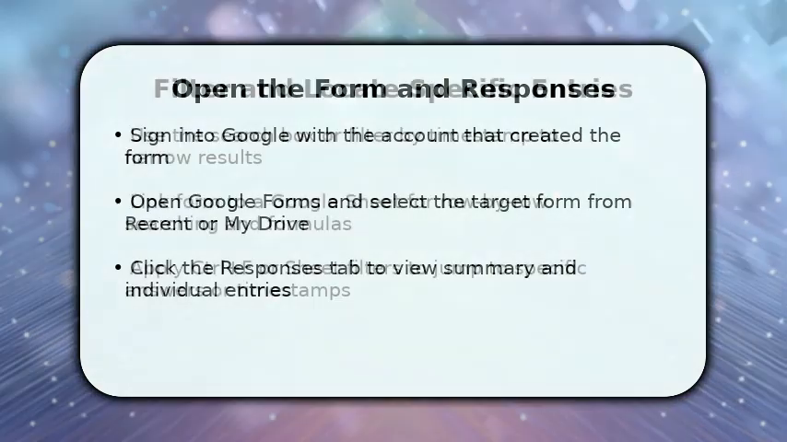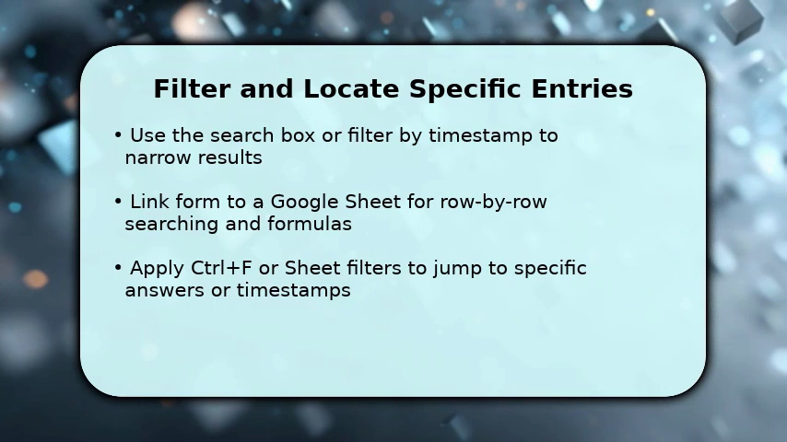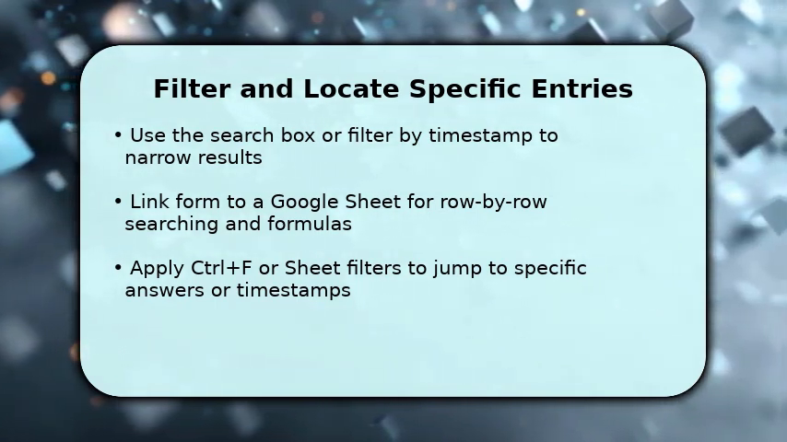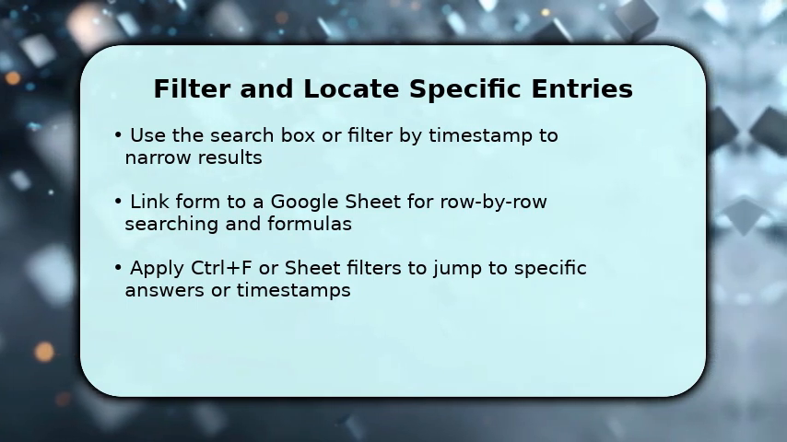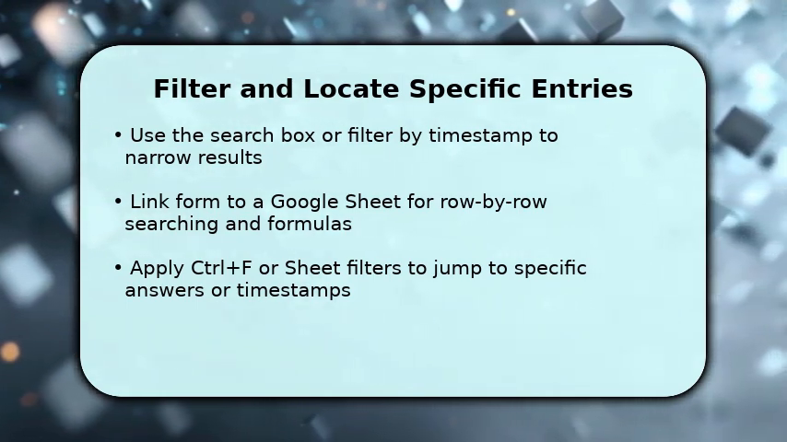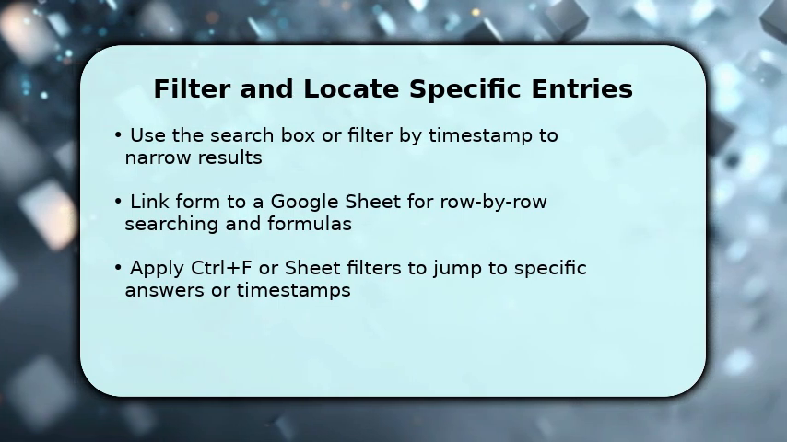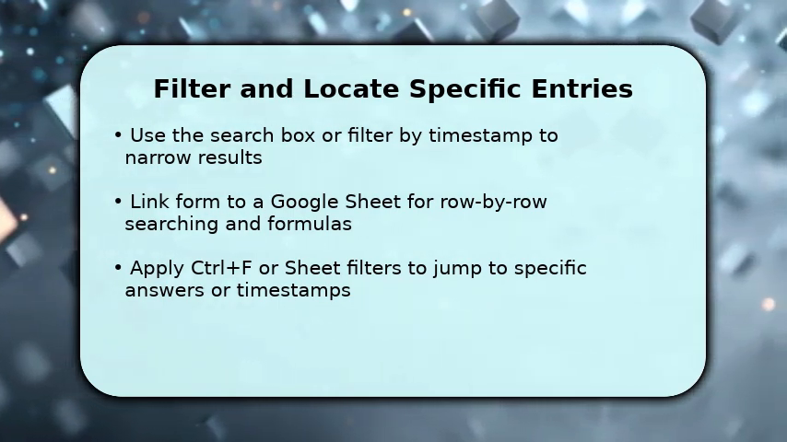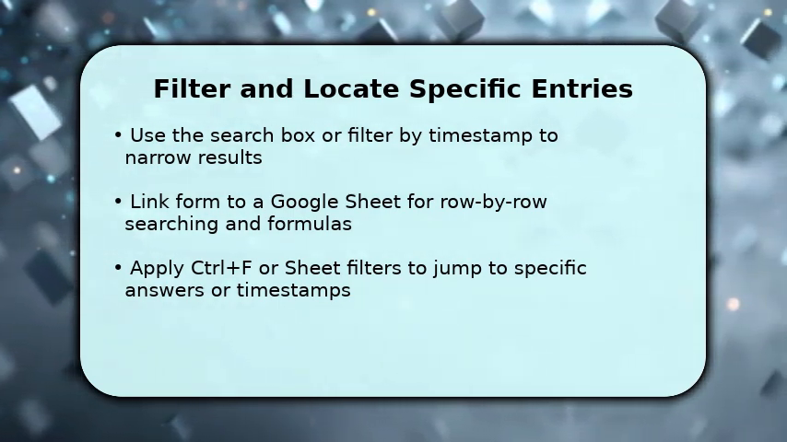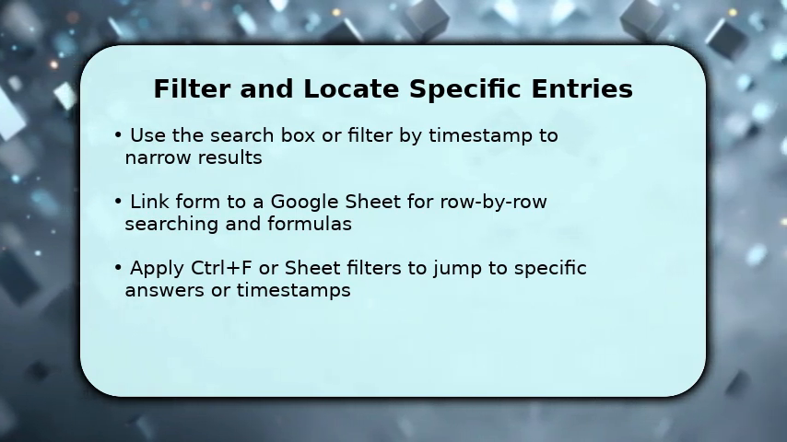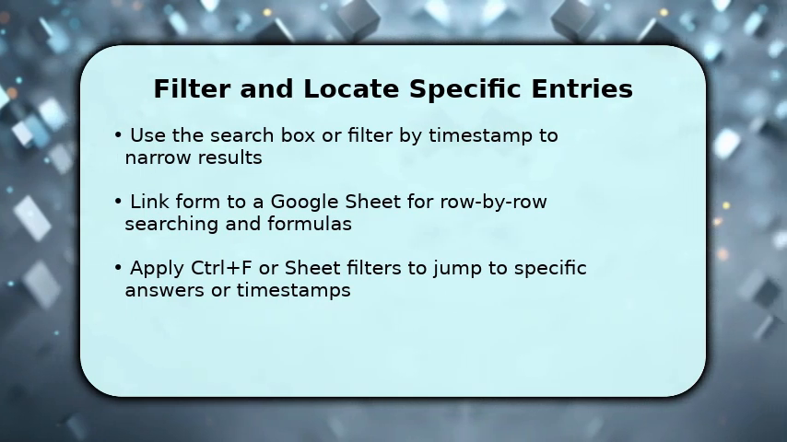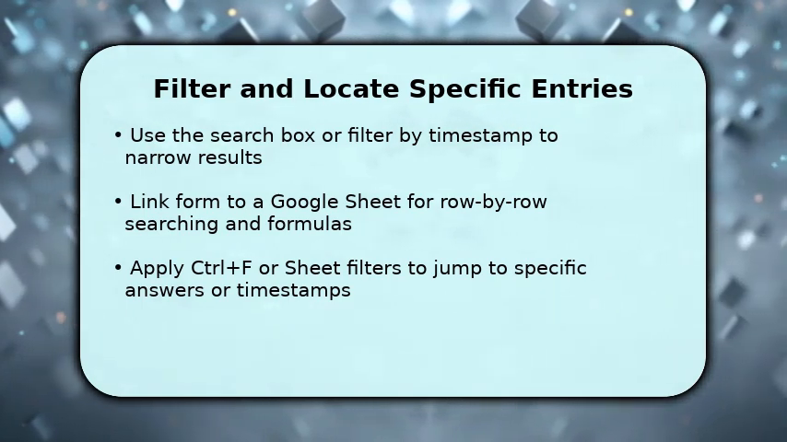Now that you see responses, narrow them down. Start with the search box for keywords and use the timestamp filter to limit by date. If you haven't already, click the green Sheets icon to export to a linked Google Sheet. This converts responses into rows you can sort and filter. Once in Sheets, apply column filters or use Ctrl+F to jump to names, emails, or keywords. Make sure to freeze header rows so column labels stay visible while you scan long lists.